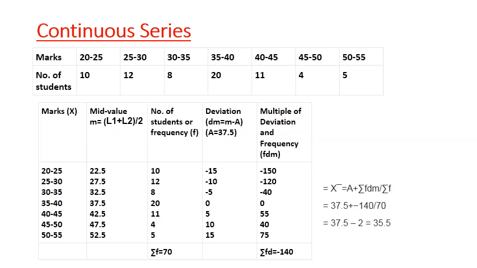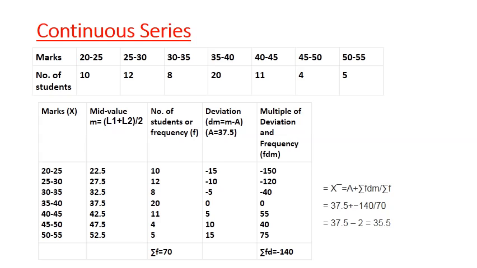So with 37.5: 22.5 minus 37.5 is minus 15. 27.5 minus 37.5 is minus 10, 32.5 minus 37.5 is minus 5, 37.5 minus 37.5 is 0, 42.5 minus 37.5 is 5, 47.5 minus 37.5 is 10, and 52.5 minus 37.5 is 15. So this is your deviation from assumed mean.